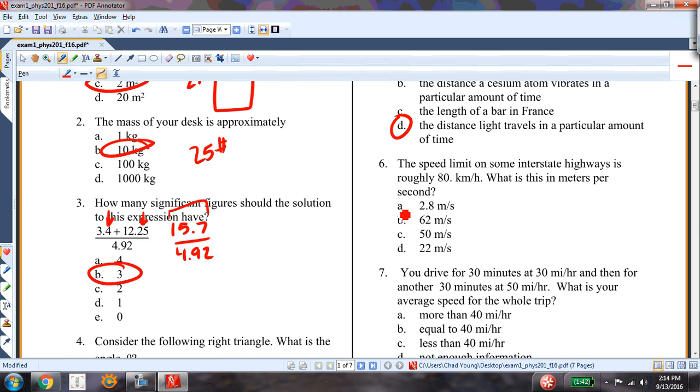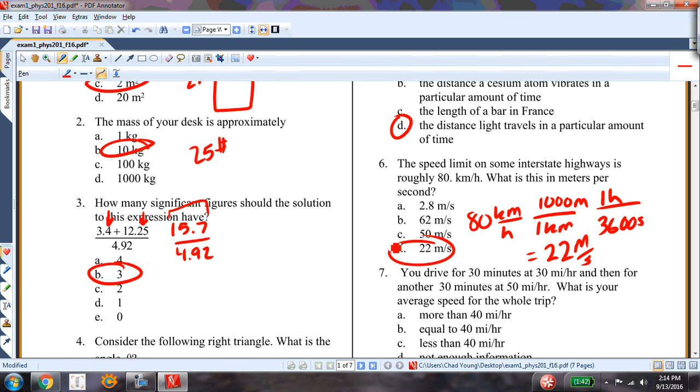The speed limit is 80 kilometers per hour. What is this in meters per second? Kilometers per hour: 1 kilometer is 1,000 meters, 1 hour is 3,600 seconds, and that is equal to 22 meters per second.